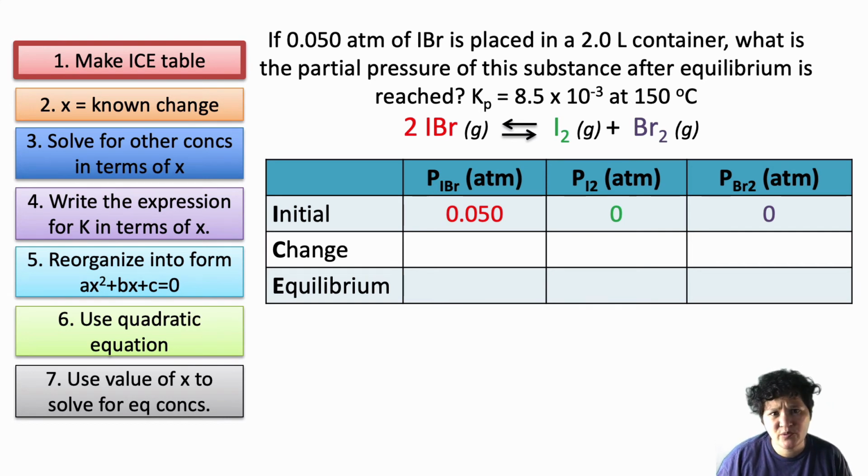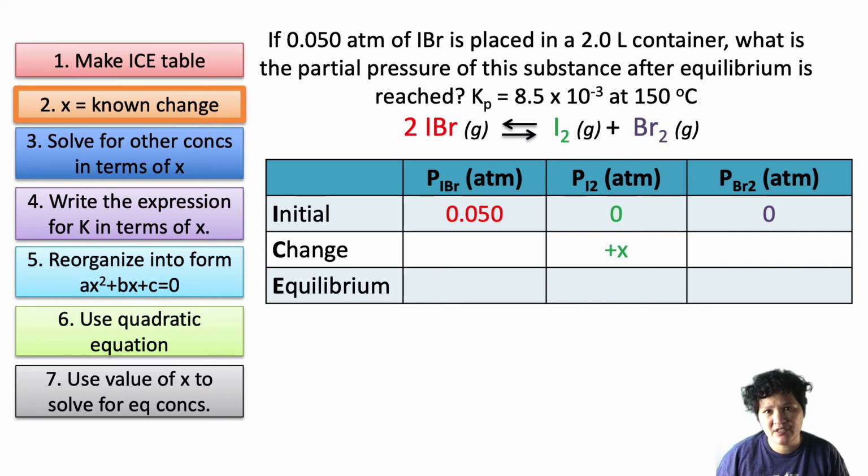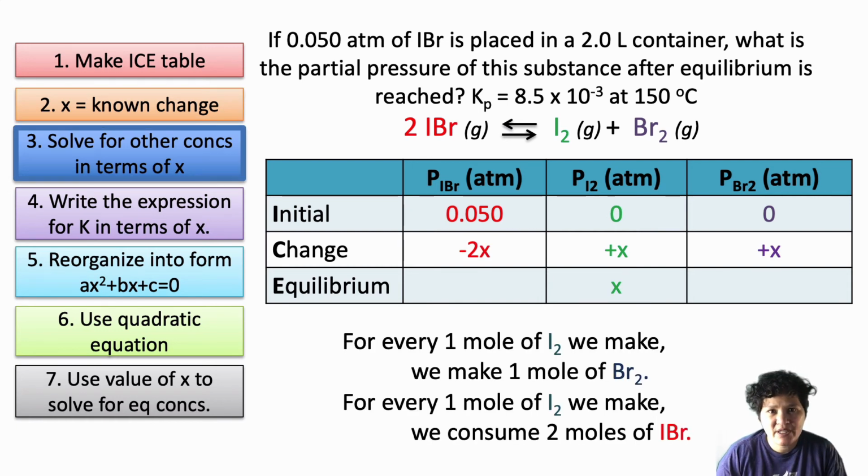Now we go into step 2, where we're going to use X to represent one concentration change. I've chosen to use X to represent the change in iodine gas, and we'll talk a little more about why we did that later. It doesn't really matter which one you choose, but sometimes your choice will be easier from an algebraic standpoint, and I'll explain why that is true here. So if we have 0 at the beginning and we add X to iodine, our equilibrium concentration of iodine will be X.